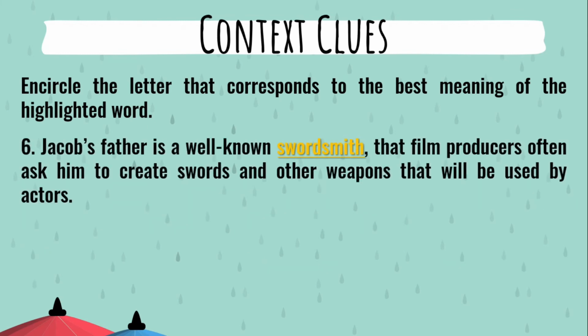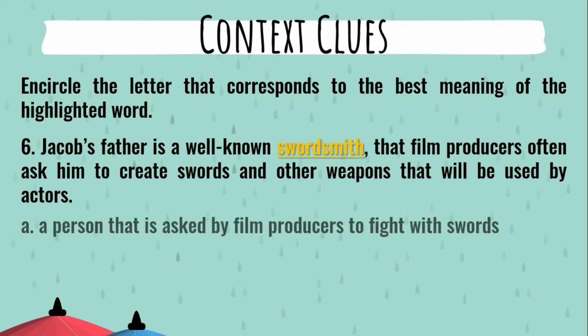Number 6. Jacob's father is a well-known swordsmith. Film producers often asked him to create swords and other weapons that will be used by actors. What do you mean by the word swordsmith? A. A person that is asked by film producers to fight with swords.